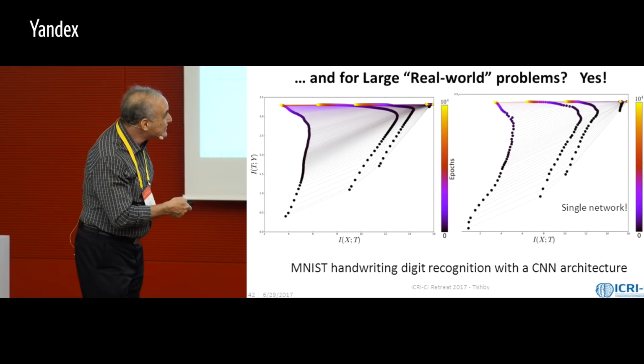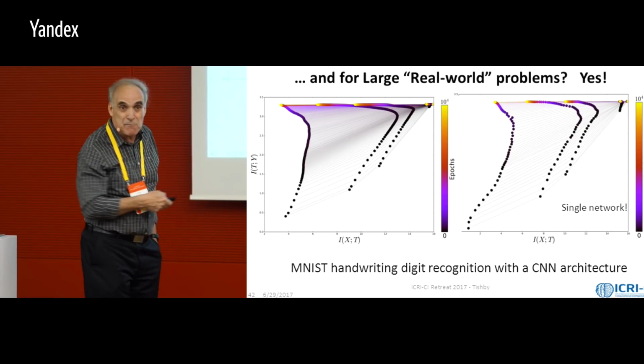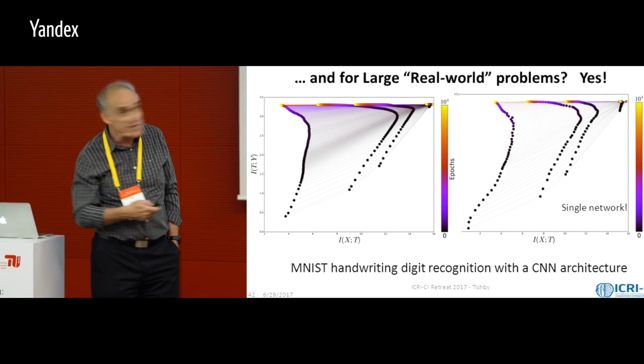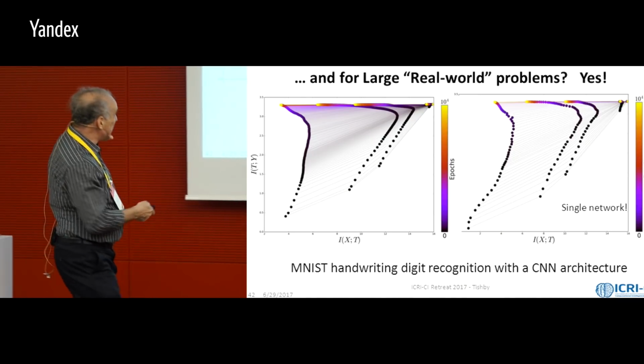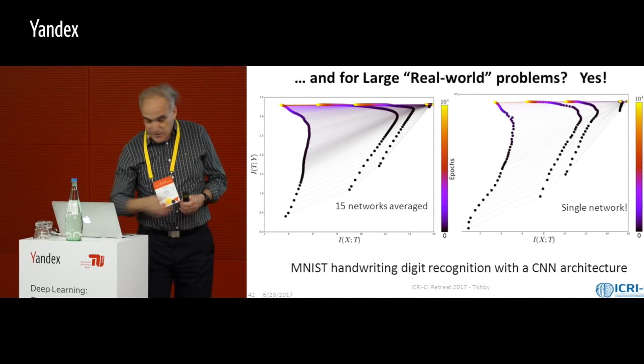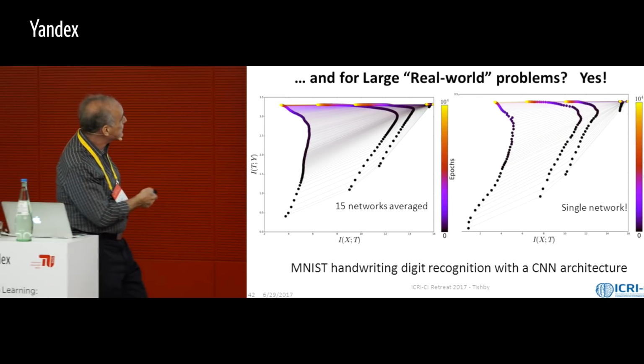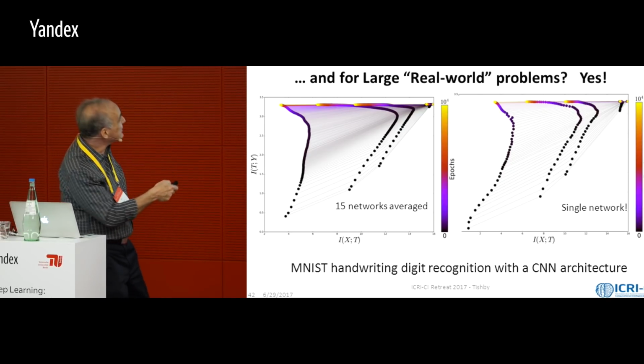This is actually for one single network. You say I don't need to average. It's such a big network that it's self-averaging very nicely. And this is averaged over 15 networks. And you see exactly the same picture qualitatively. Very quick climb up, and then very slow compression.